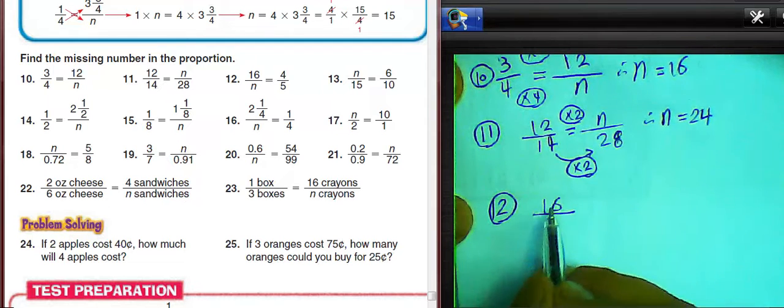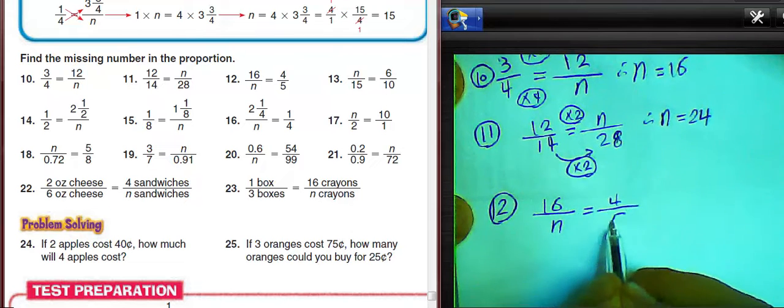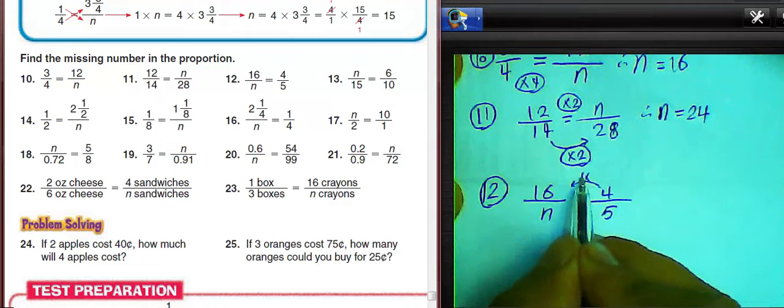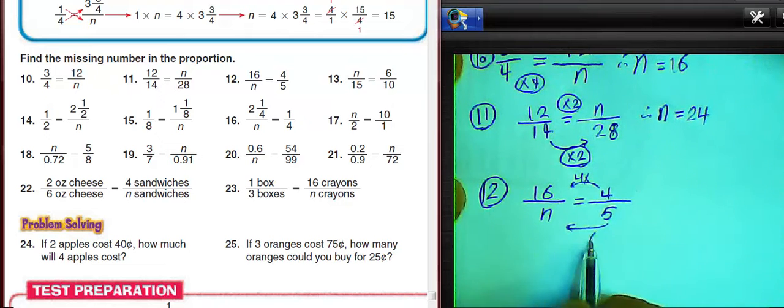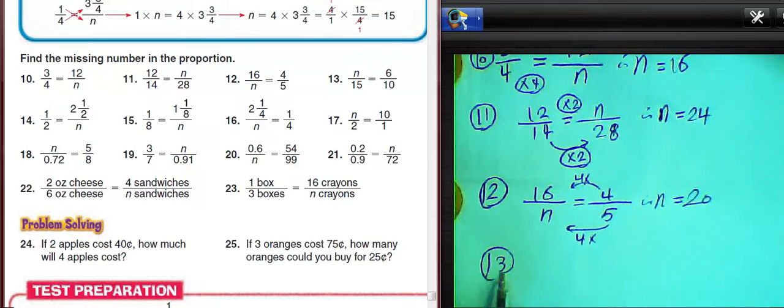Question 12: 16 over n equals 4 over 5. We know 4 multiplied by 4 equals 16. Then 4 multiplied by 5 equals 20. Then n equals 20.